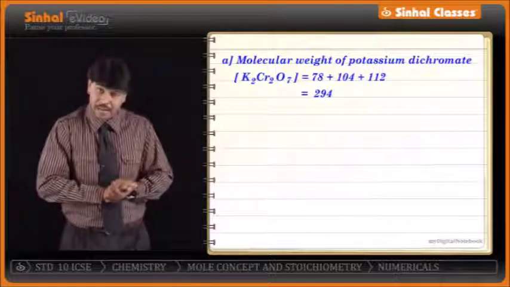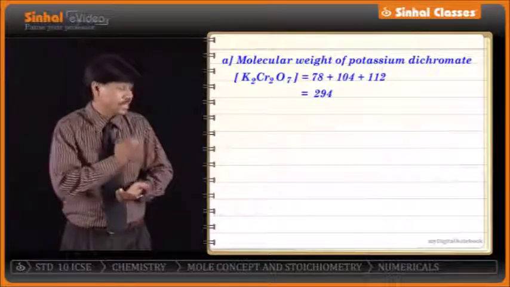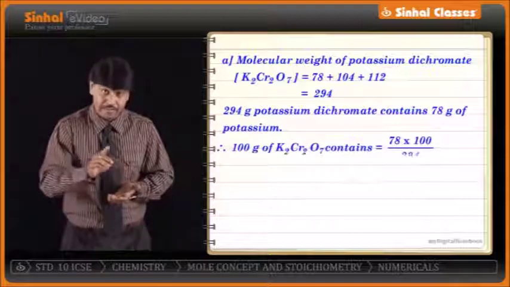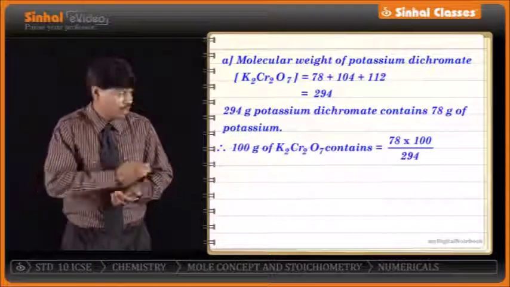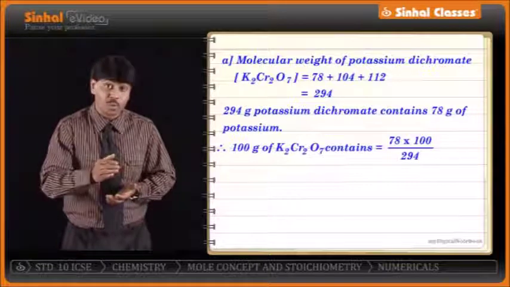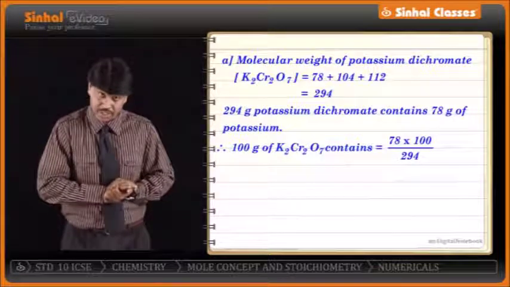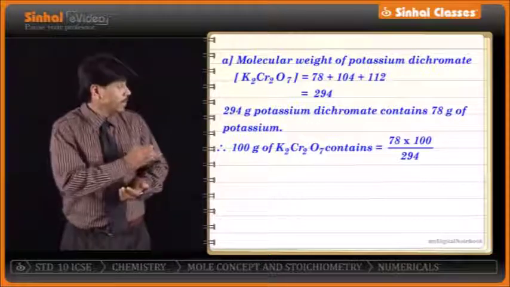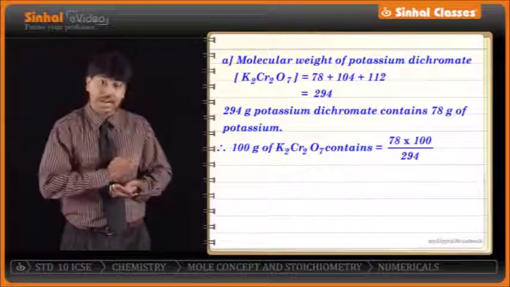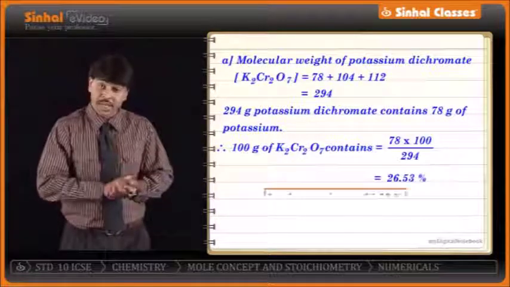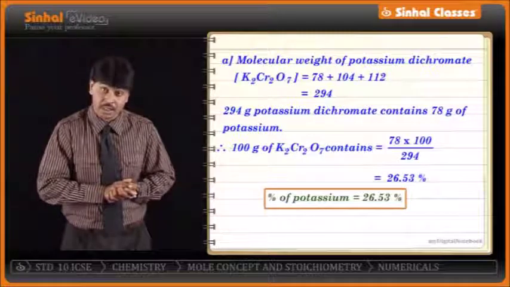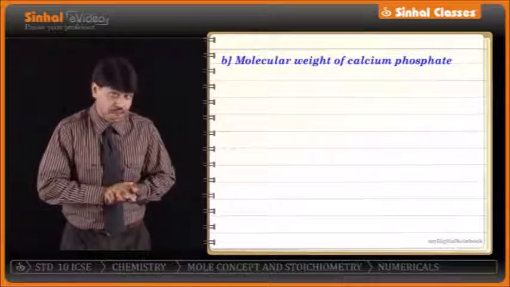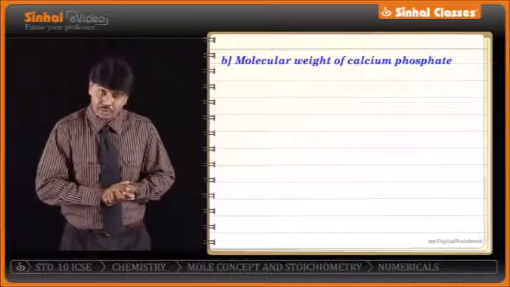So 294 grams of potassium dichromate contains 78 grams of potassium. Whenever we take percentage, we have to take 100 grams. So 100 grams of potassium dichromate will contain how much potassium? Just cross multiply: 78 multiplied by 100 divided by 294. The answer will be 26.53% of potassium.